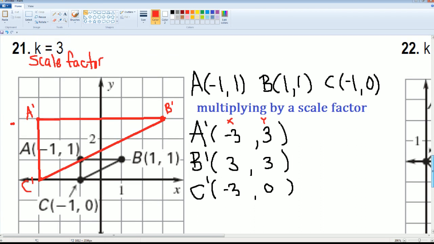This makes sense for it to be an enlargement because the scale factor here is greater than 1. It's 3. Okay.